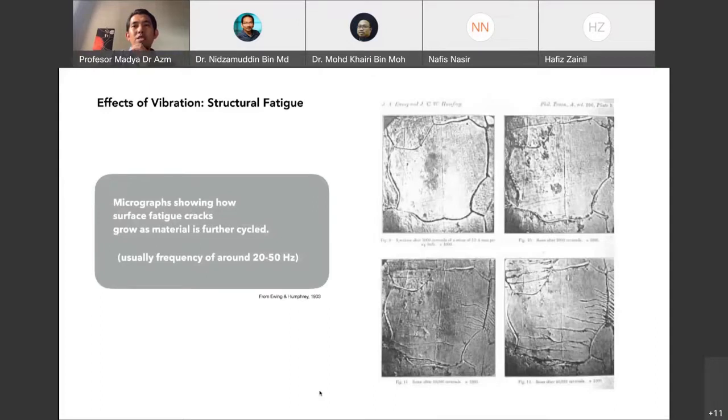And if a structure is suffering vibrations for a very long time, the most dangerous situation is what we call fatigue. This image is showing the micrographs of how severe fatigue cracks occur over time for a structure exposed to vibrations for quite some amount of time.